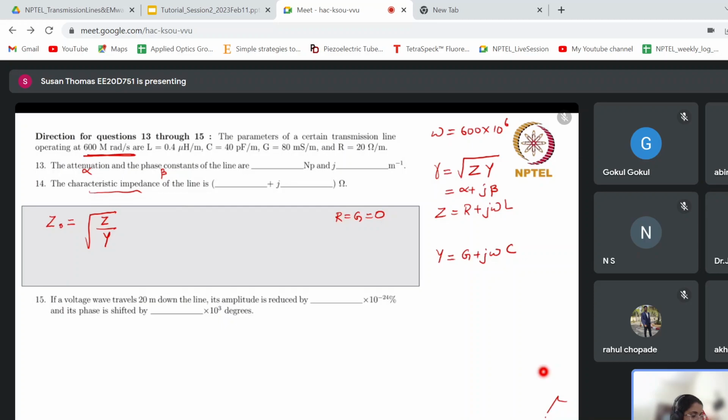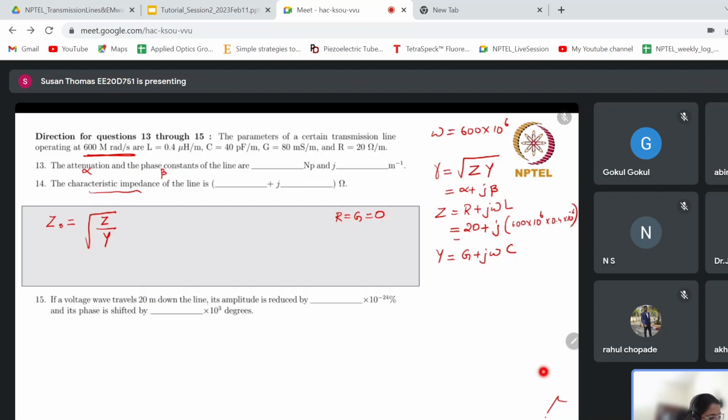Okay, I think all of you have a calculator, or maybe you can try with the online calculator also. If you have a rectangular form, you can definitely convert it to polar and then do these square root calculations. So let's start with this Z first. R plus j omega L. So 20 plus j into, omega is 600 into 10 power 6 and L is 0.4 microhenry, so 10 power minus 6.